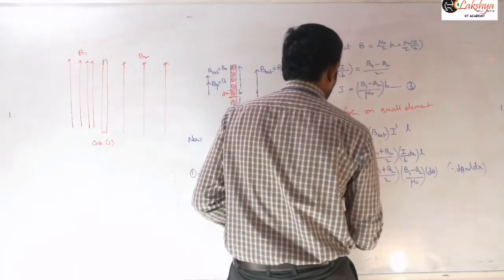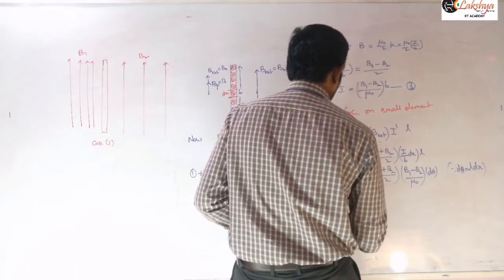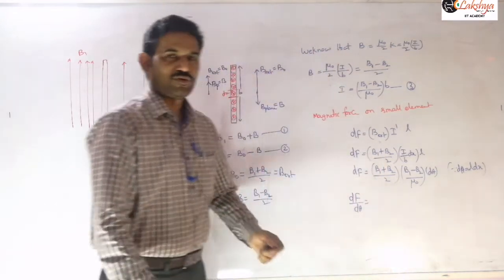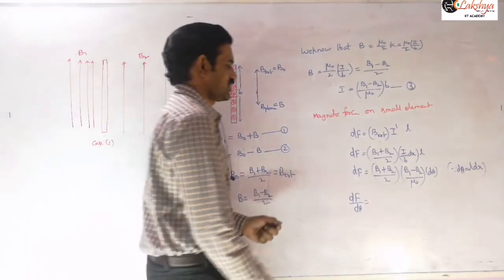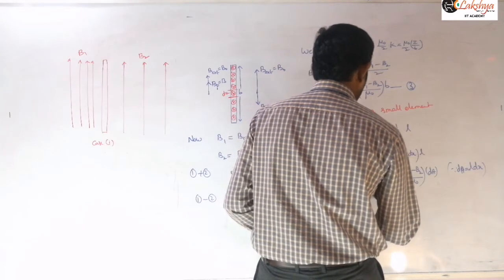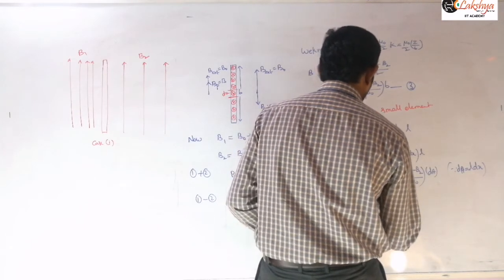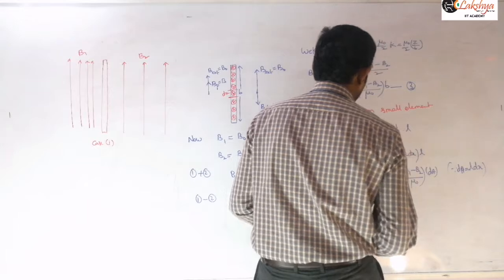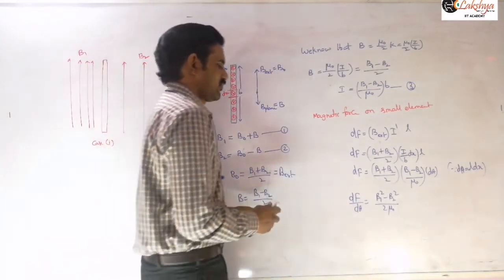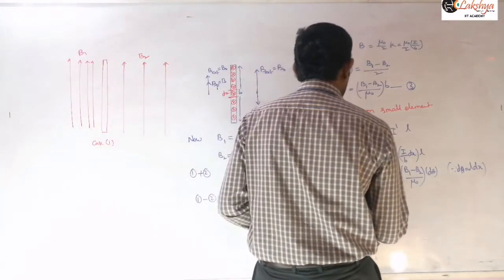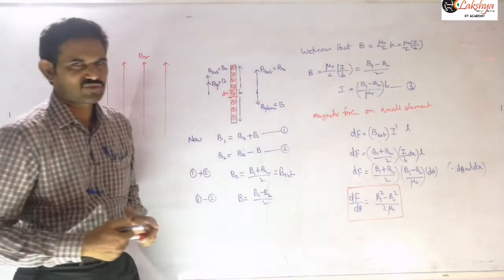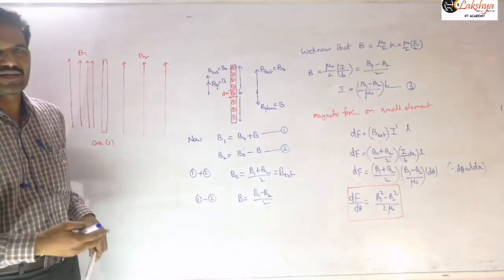So now from this I can write dF by dA. This is only our question here: force per unit area we need to write. So this value I can write as (B1 square minus B2 square) by 2μ0. So that will be the resulting magnetic force acting on this. And here we need to mention the direction also. In the options they will give the directions also, whether it is towards left or right, or in which direction it is.